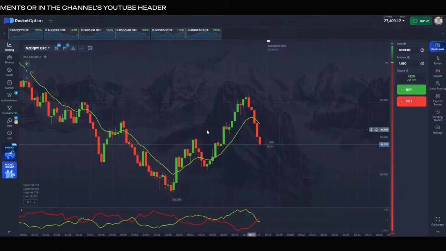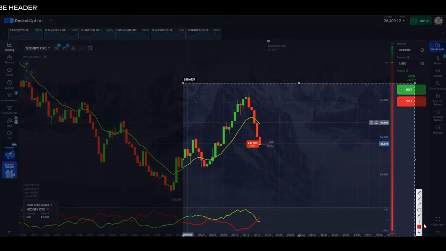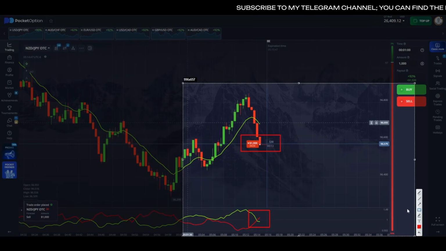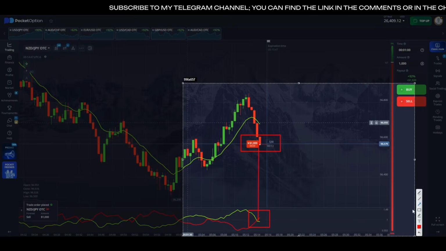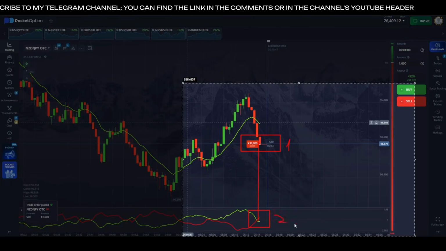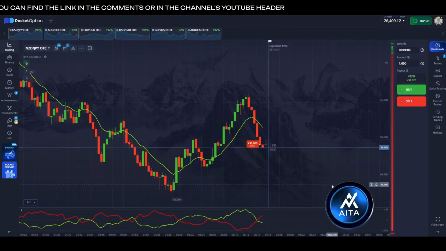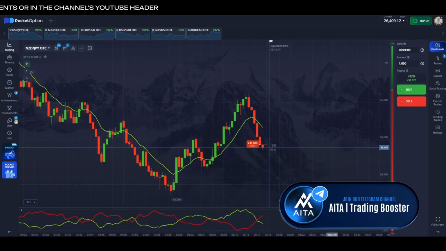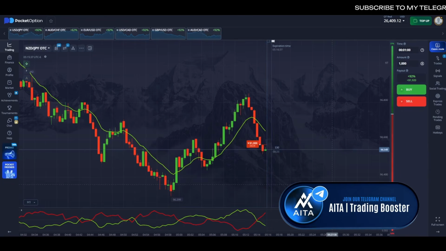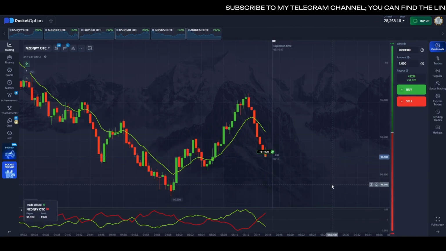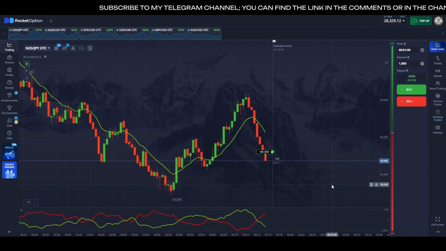Here, I'll open a sell trade because the price is below the moving average. Here's the crossover and the red line is above the green one. This combination provides us with two distinct technical signals that we can use to initiate a new sell position. And this trade closed successfully.